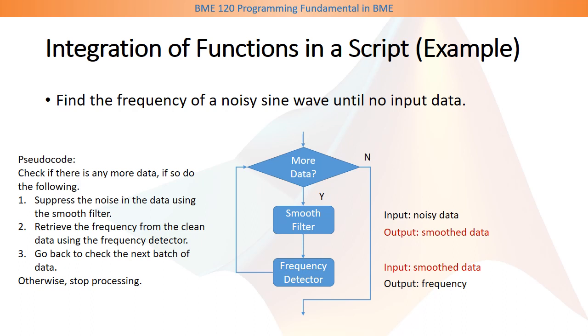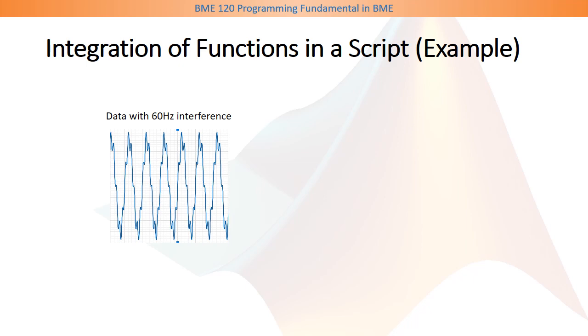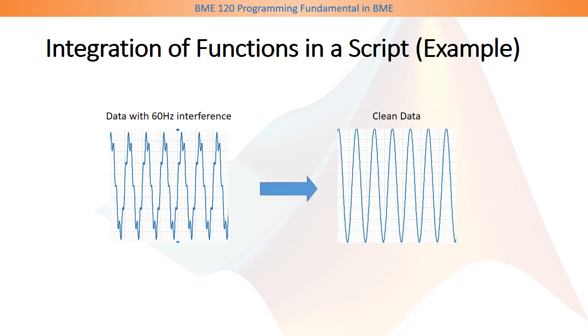Here is another scenario of the task. In this case, the noise is very specific to be the 60 Hz interference. At this point, the smooth filter may not work well. What we're going to do is to use something called a notch filter to clean up the data. The notch filter is designed to remove a specific frequency from the signal.